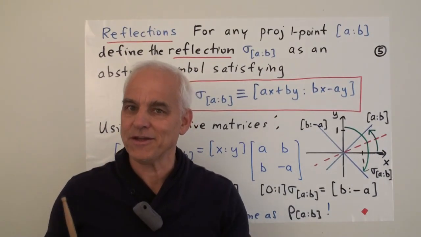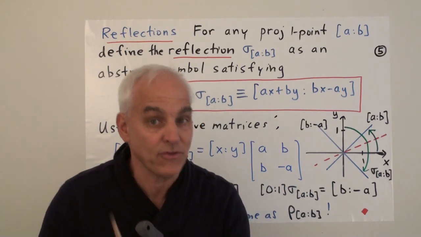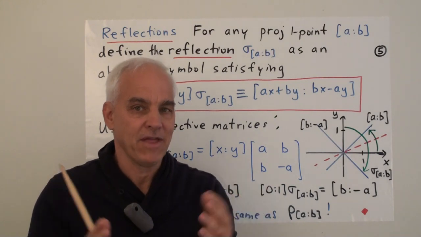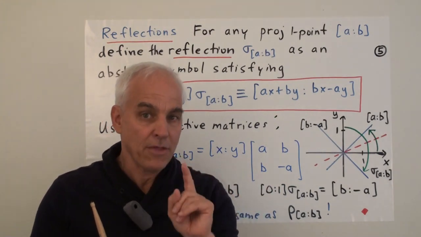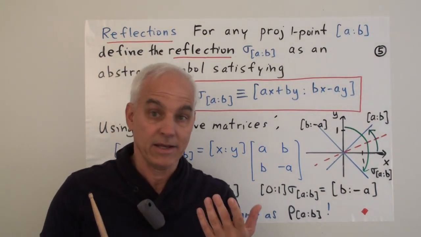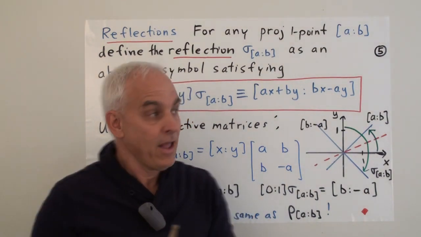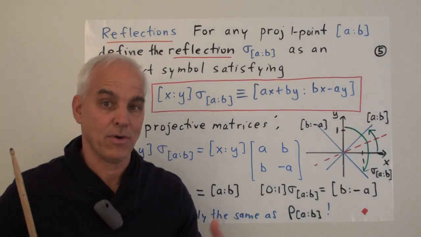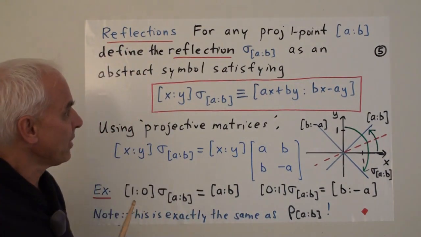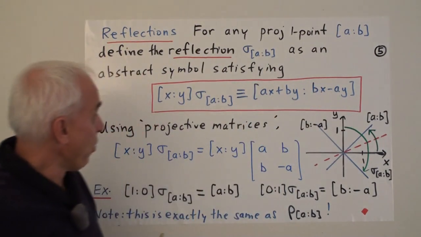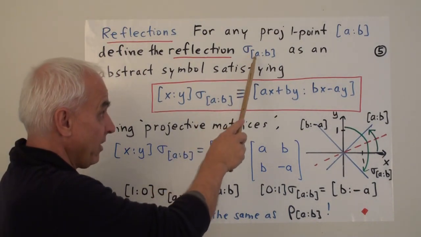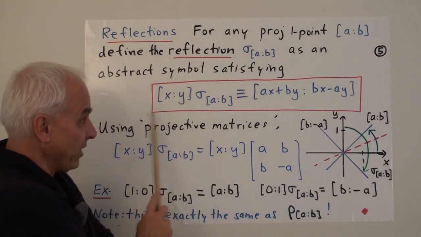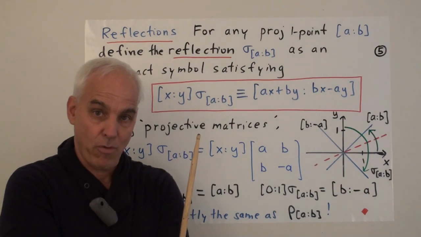Alright, so it turns out that the symmetries of our projective line with its Euclidean structure is actually more extensive than just having rotations. There are other objects around which play an equally important role ultimately. And we might call them reflections. So let's introduce reflections into the story, even though it complicates things a little bit. For any projective one point A to B, we're going to define the reflection, sigma sub A to B, as an abstract symbol satisfying this particular formula.